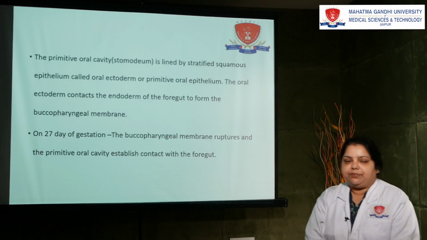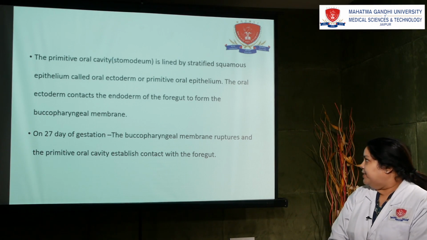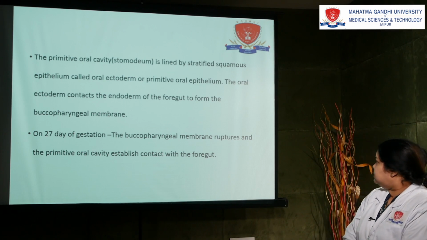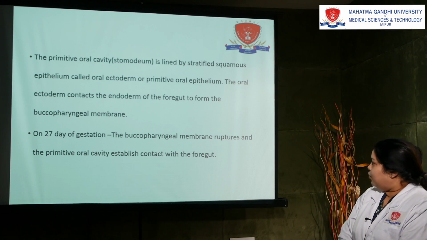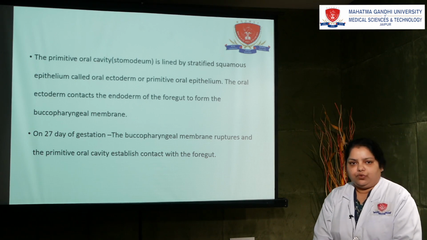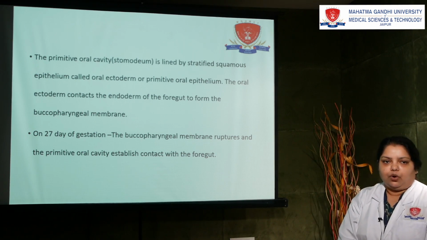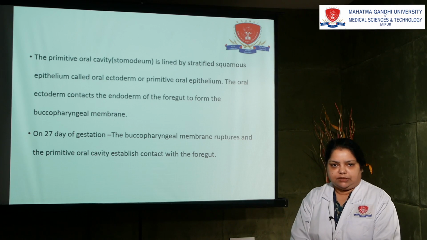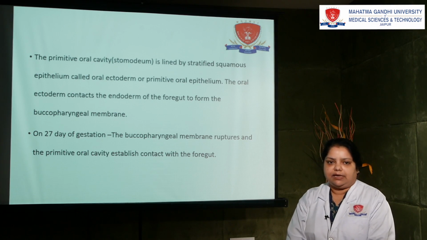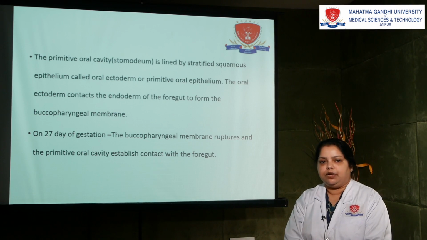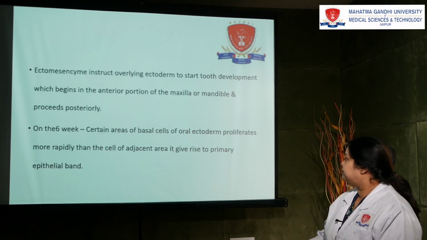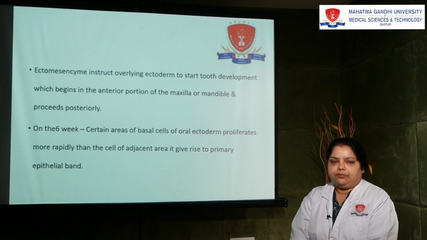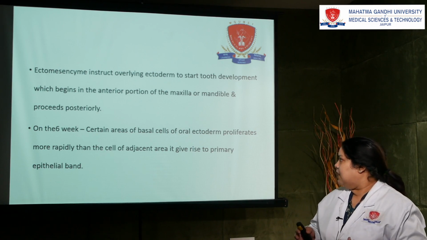So, as we all know, the primitive oral cavity is known as stomatodeum and it is lined by stratified squamous epithelium. This oral ectoderm comes in contact with the endoderm of the foregut to form the buccopharyngeal membrane. On the 27th day of gestation, this buccopharyngeal membrane ruptures and the ectoderm of the oral cavity comes directly into contact with the endoderm of the foregut. So, the underlying ectoderm instructs the overlying endoderm, so that there will be the start of proliferation.